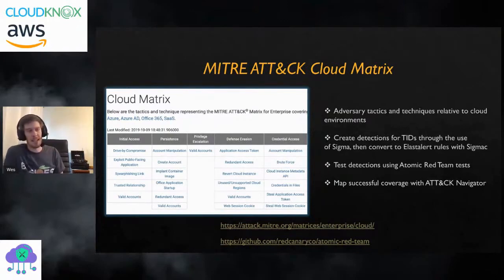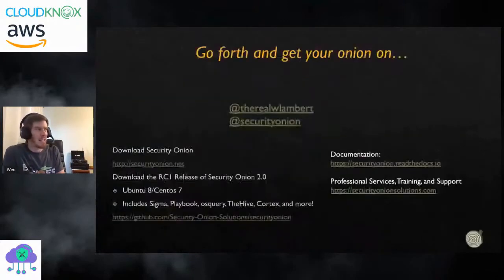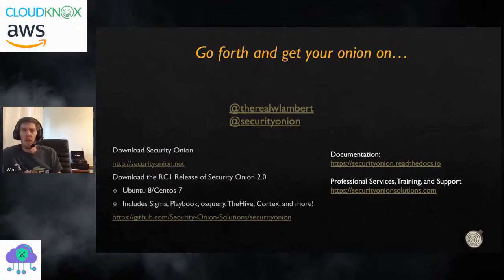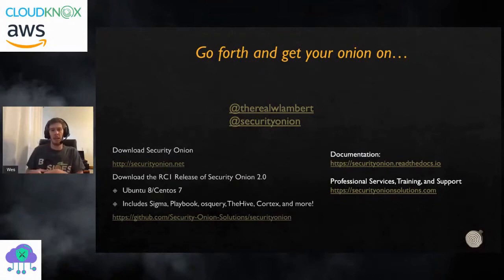And we've got some really exciting stuff coming up in the next release of Security Onion 2.0, which is planned to be released hopefully soon. Right now we have an RC1 release, release candidate 1 of Security Onion 2.0, that you can check out by following the link at the bottom. It does include that Sigma stuff and Playbook. Playbook is basically going to be taking the Sigma rules and converting them to ElastAlert rules.